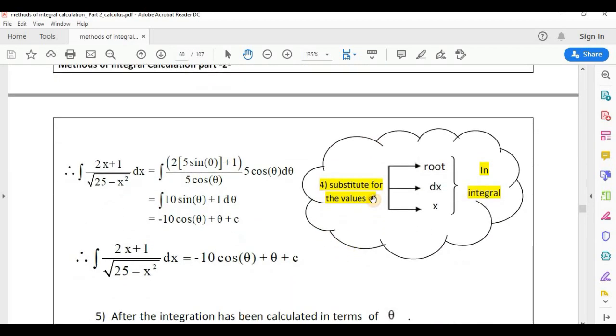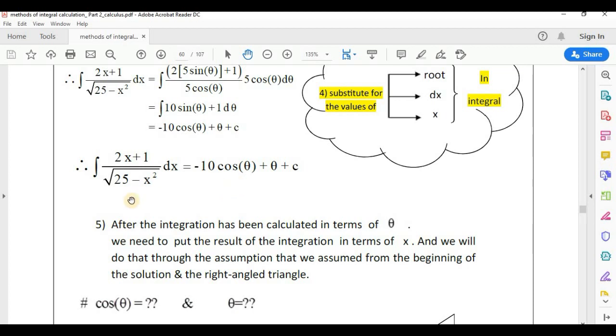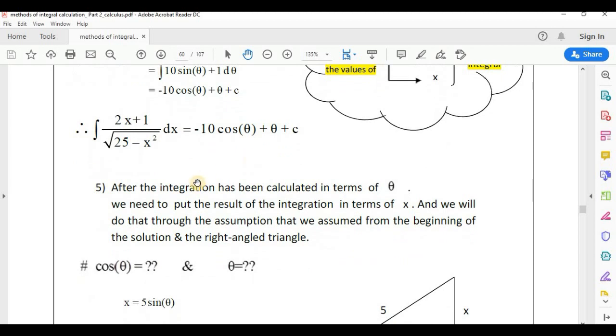The fourth step, substituting the value of the root, dx and x in the integral, which means that we will put the integral in terms of theta. After the simplification, we will get this result, the integral of 10 sine theta plus 1 d theta. So now the integral has become easy to solve. The integral of sine is cosine, and the integral of 1 is theta plus the constant number. So this is the result of the integral of this function. Notice the integration has been calculated in terms of theta.